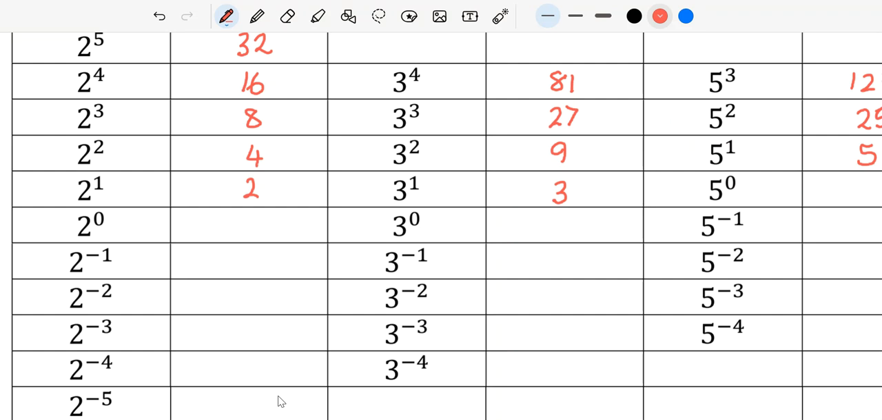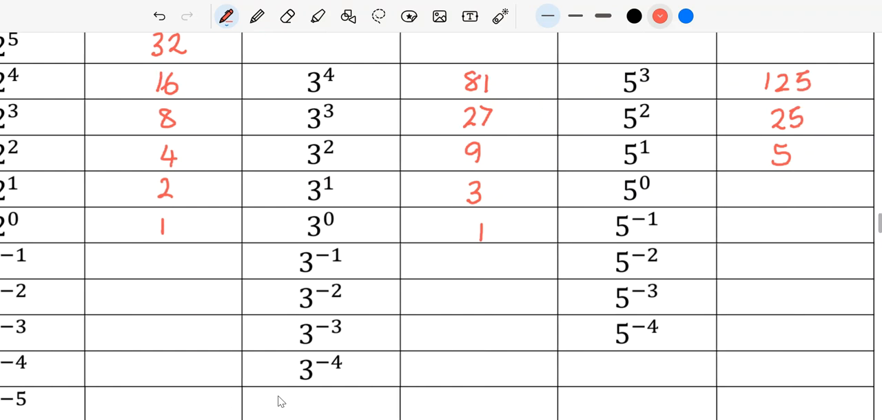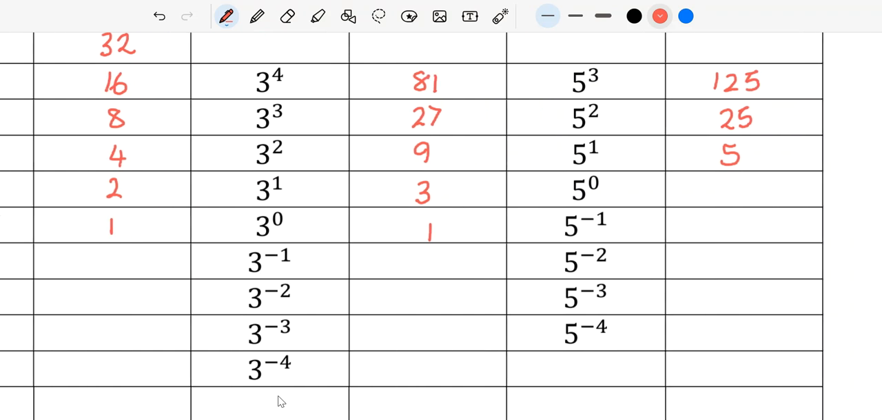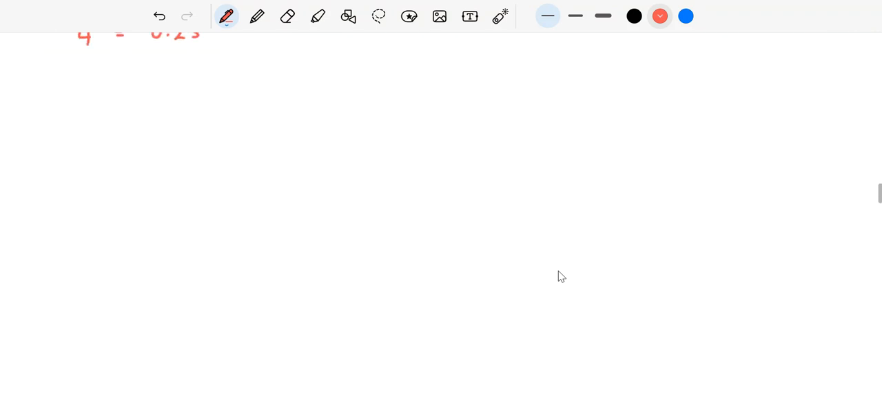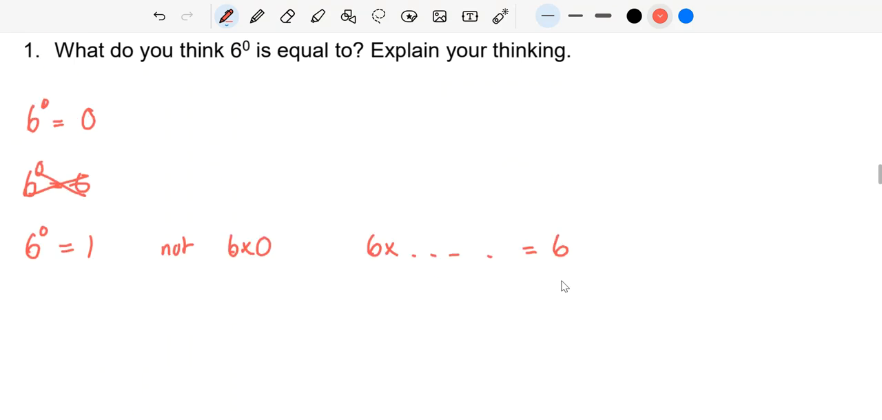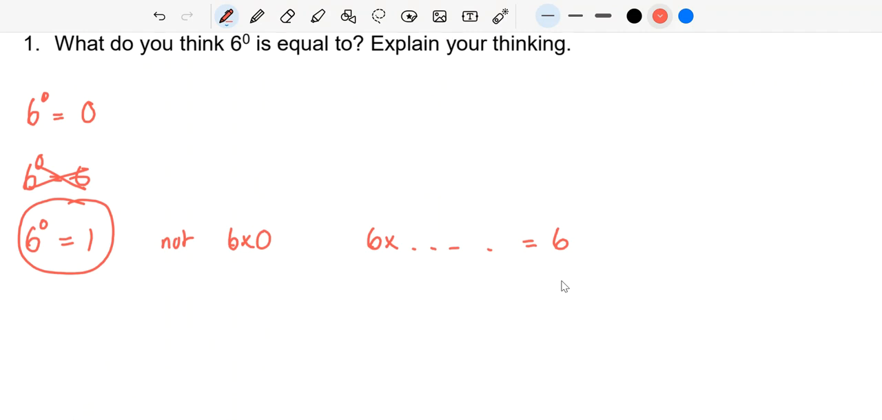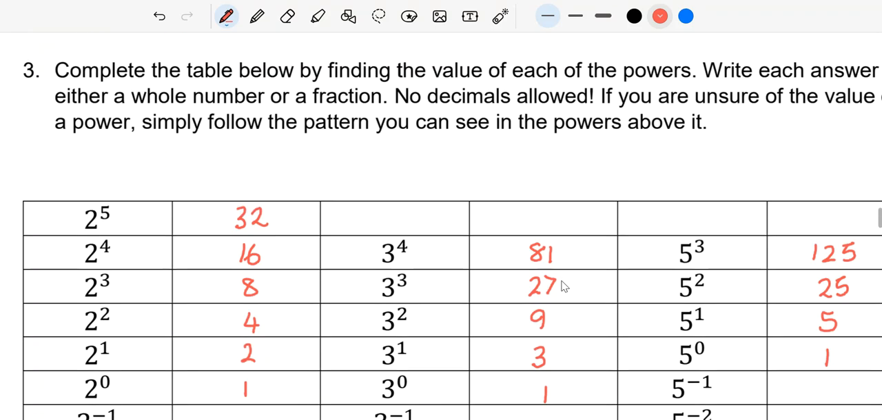So, what did you get as 2 to the power of 0? 1. What did you get as 3 to the power of 0? 1. What did you get as 5 to the power of 0? 1. What do you think, back up in the previous question, 6 to the power of 0 is going to be? 1. Maybe we still can't explain why, but let's have a look at the rest of this table.